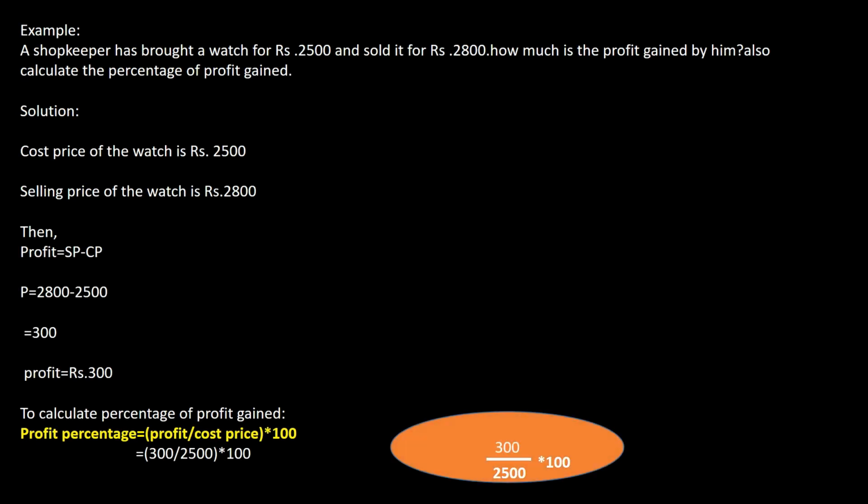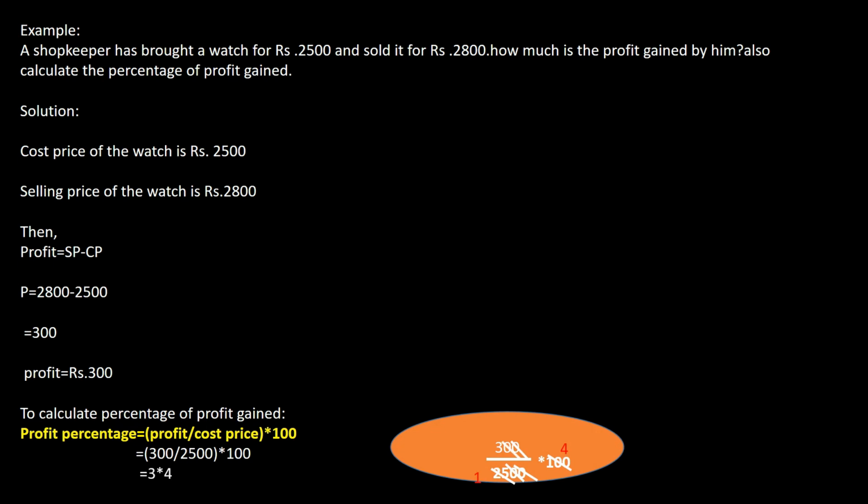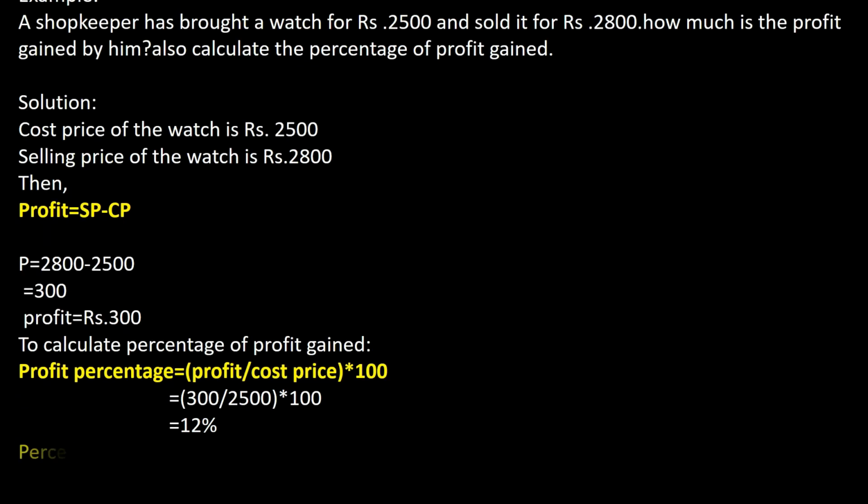So now by simplifying 300 by 2500 into 100, first we remove two zeros, and in the next step we divide 25 by 25 and 100 by 4. So thus by multiplying 3 into 4, the answer is 12. So the percentage of profit gained is 12%. We should always remember to write the percentage at the end. So the percentage of profit is 12%.